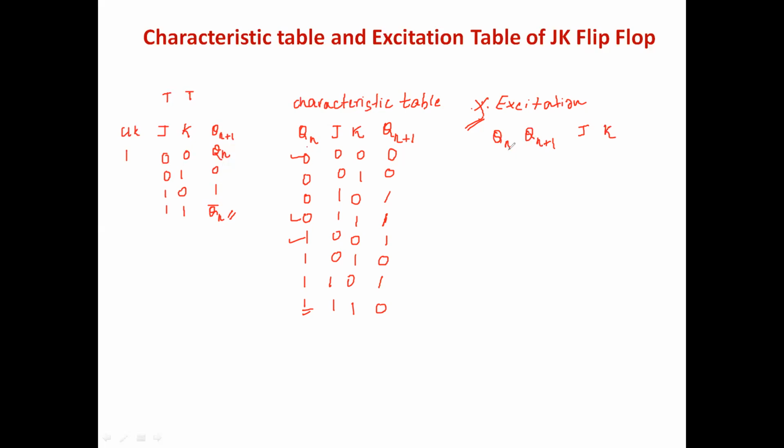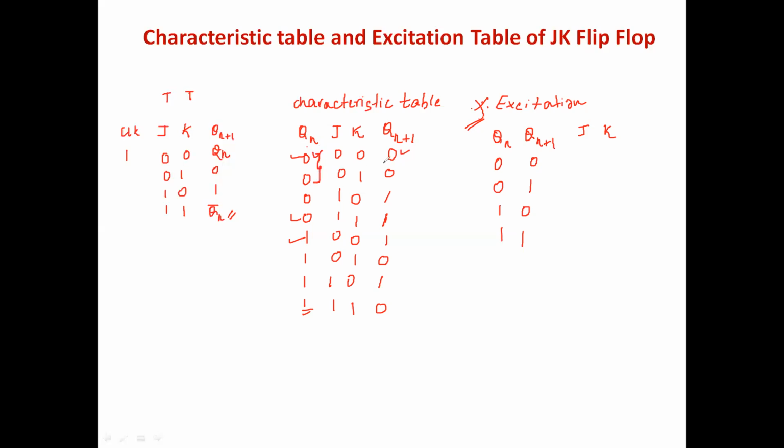So the two inputs are Qn and Qn plus 1. So it is 0, 0, 0, 1, 1, 0, 1, 1. So four combinations of inputs I have. Now check your characteristic table and fill out the excitation table. So what is the combination of input? 0, 0. So when Qn is equal to 0, Qn plus 1 is equal to 0, what will be the value of J and K?